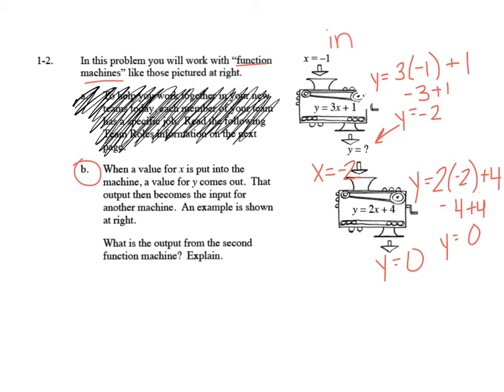And explain. Well, because when I inputted the -1, I got a -2. So I inputted a -2 and I got out 0. There's my explanation. So that's how function machines work.